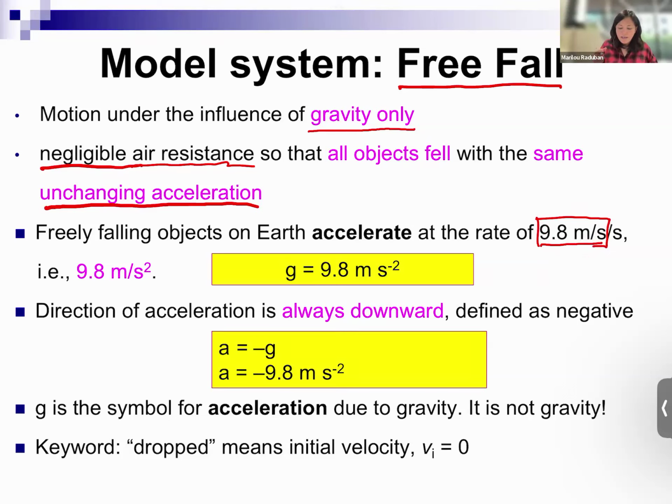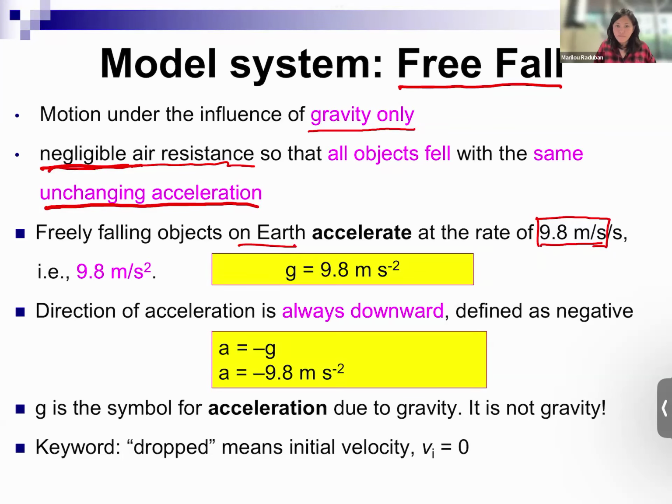If the object is moving upwards, its velocity is decreasing by 9.8 meters per second every second. If the object is falling downwards, its velocity is increasing by 9.8 meters per second every second. So that's what an acceleration of 9.8 meters per second squared means. The velocity changes by 9.8 meters per second every second, and it's constant for any object that's falling on Earth where air resistance is negligible.